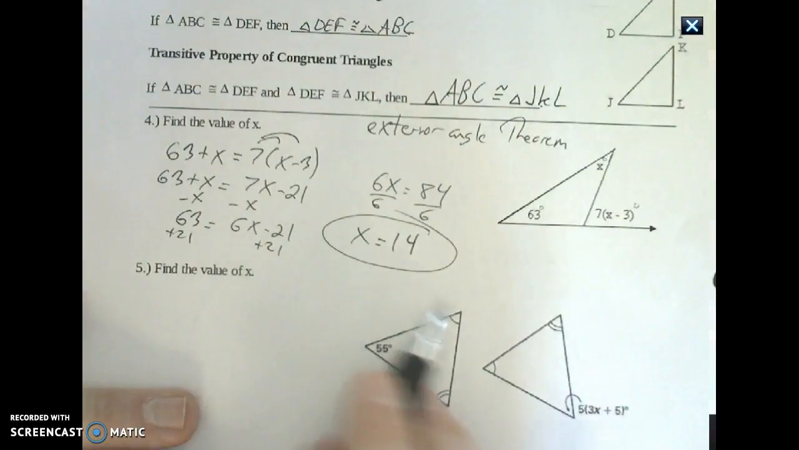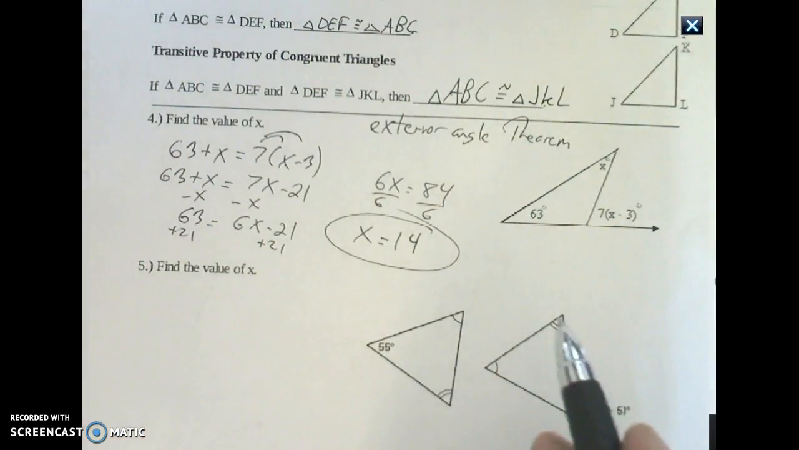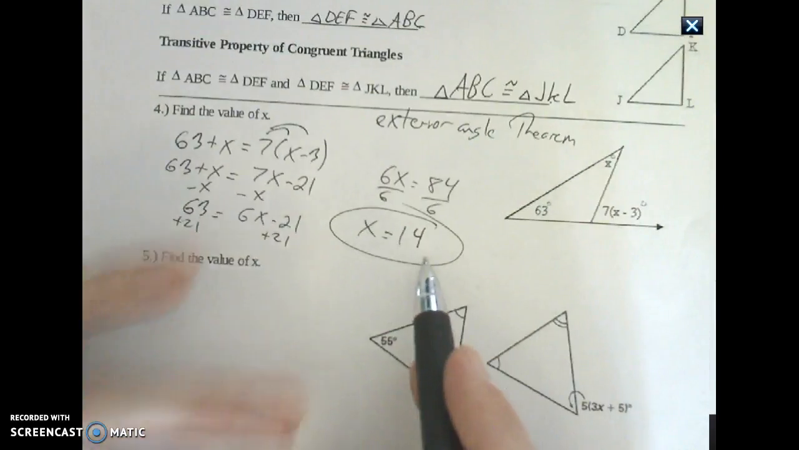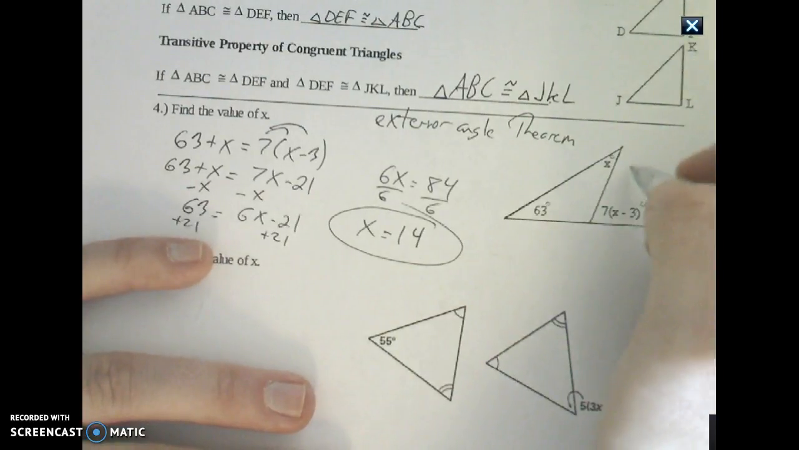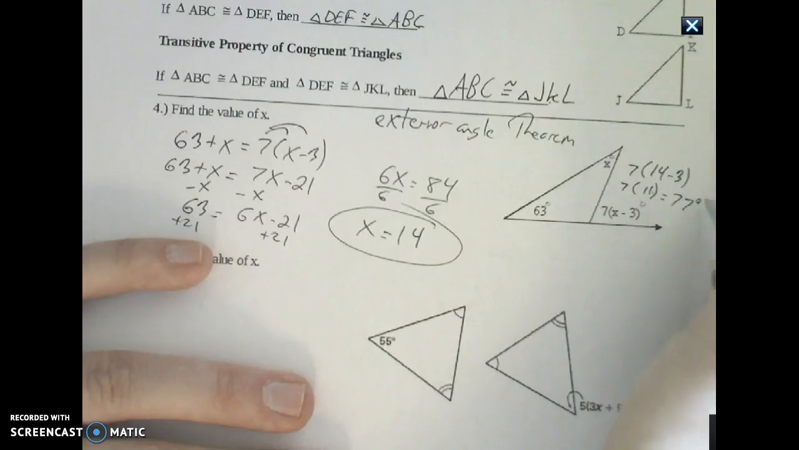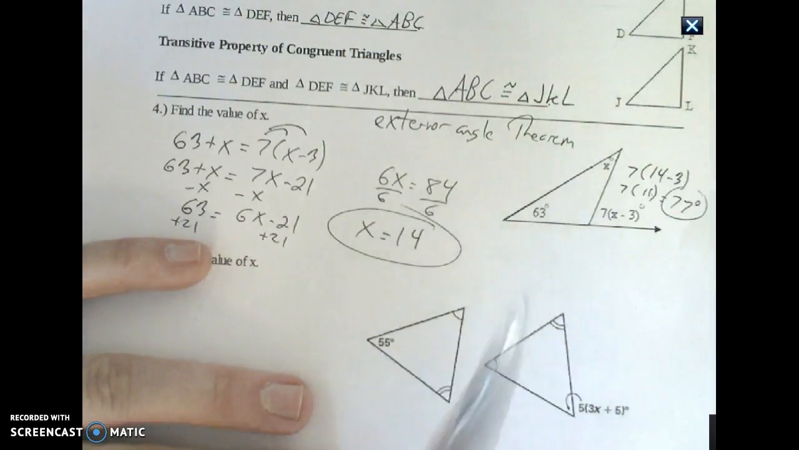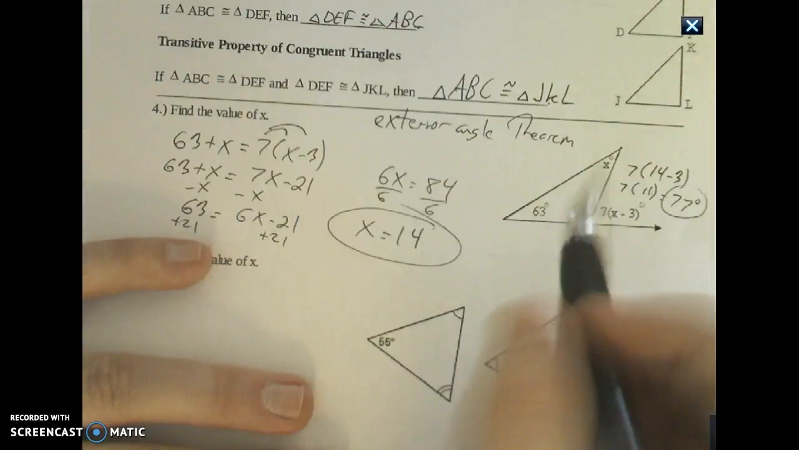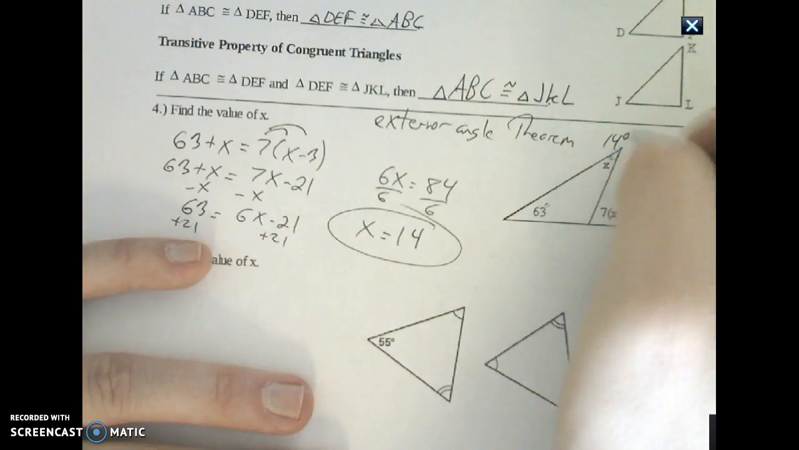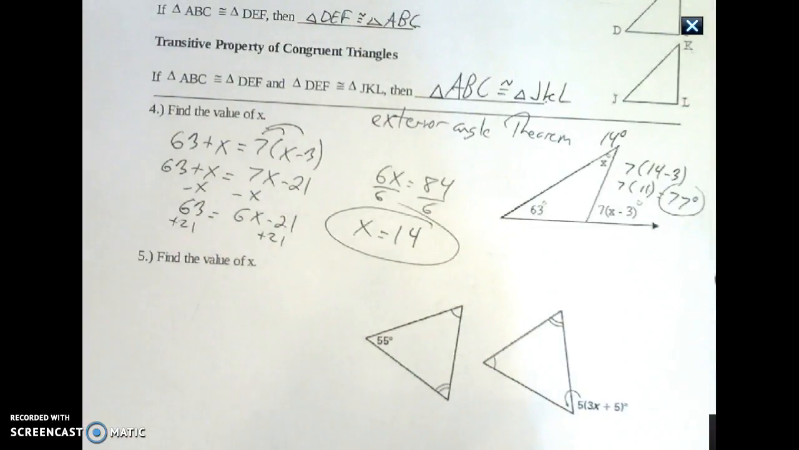Okay. If they would ask you to find the measure of the exterior angle, what you could then do is take this 14, plug it back in over here, 7 parentheses 14 minus 3, think about order of operations, do this first, 7 times 11 is 77 degrees. Okay? And that makes sense because if I did put 14 back in up here, 14 and 63 gives me 77, I know I rock.